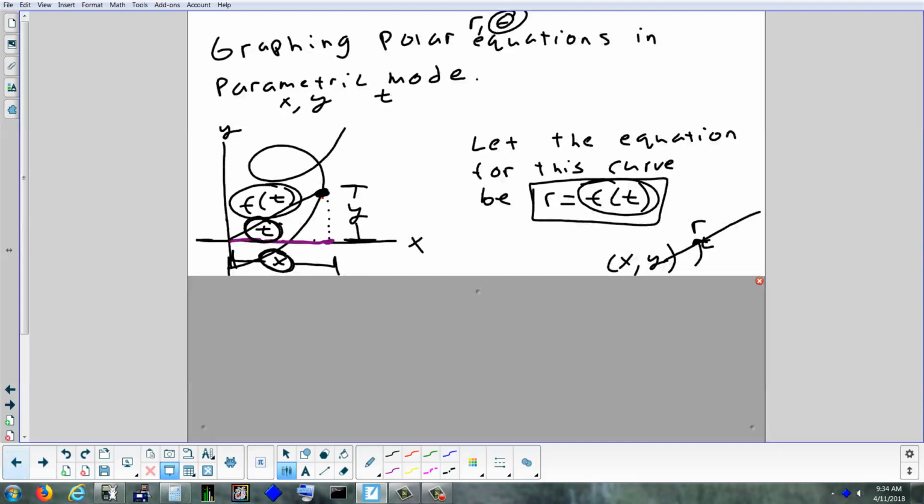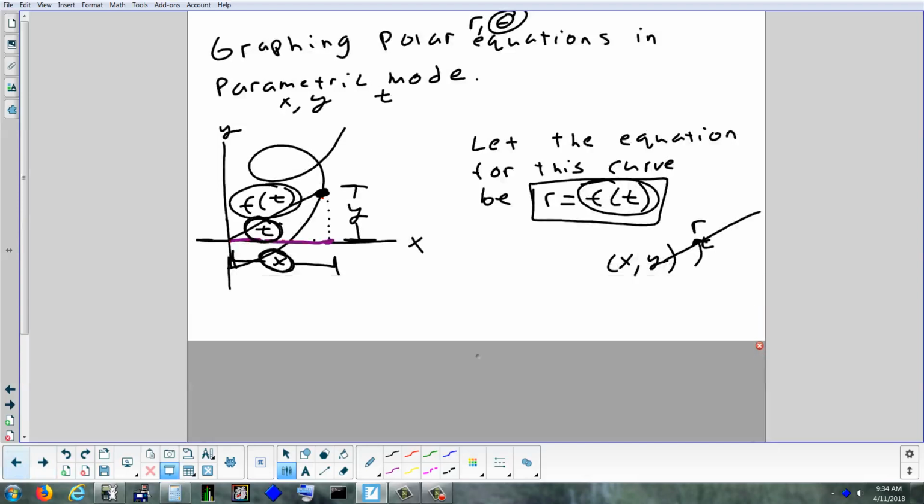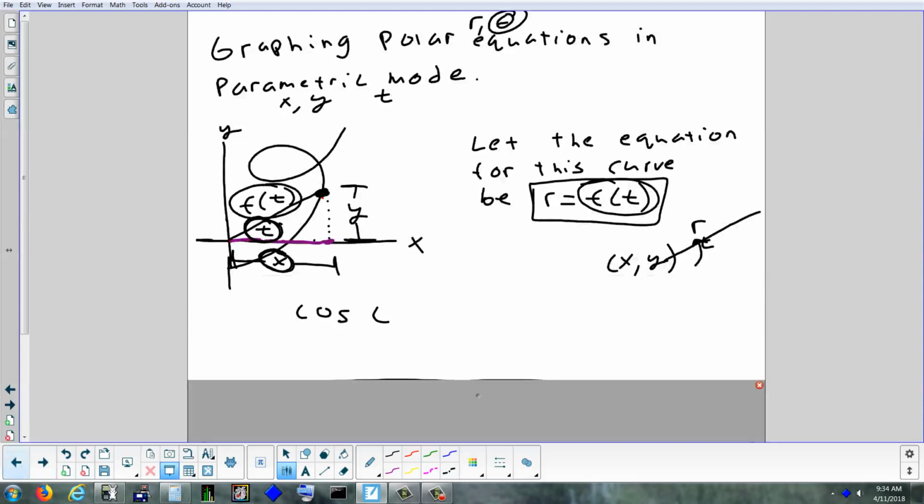Cosine. So cosine of my angle equals, what's the side adjacent to t? X over my hypotenuse, which is my radius, but I can't just put r because the radius isn't fixed. It's changing according to a formula. What's the formula for the radius? F of t. F of t.